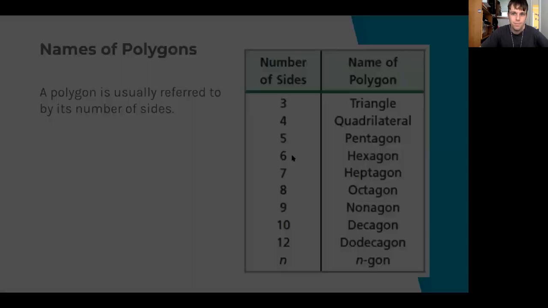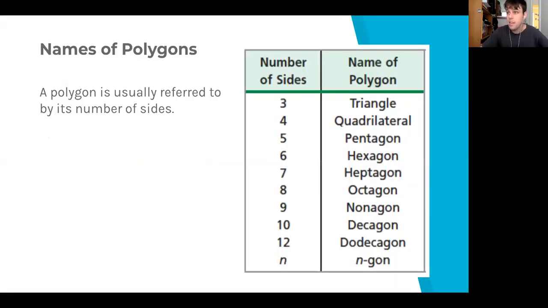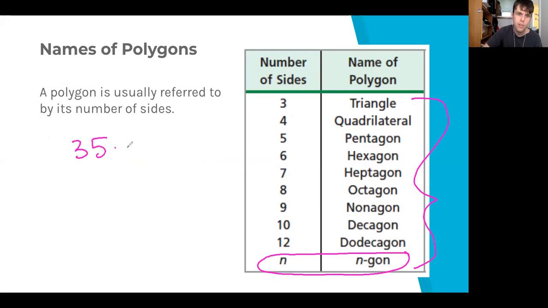All right, the names of polygons. So we have this big list of names. We name a polygon generally by the number of sides that it has. So if it has 3 sides, it's a triangle, or 8 sides, it's an octagon. And then we have this kind of catch-all: if it doesn't have a special name, we just call it an n-gon. So if something has 35 sides, for instance, we would call it a 35-gon. Boring, whatever. That's just what we do.